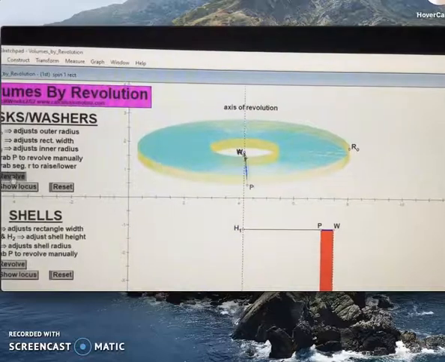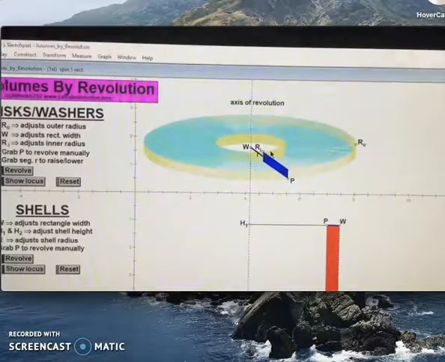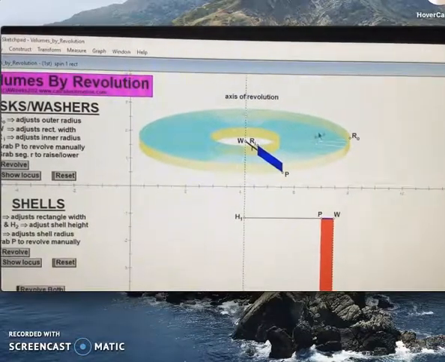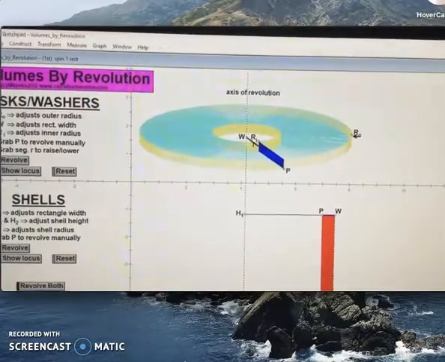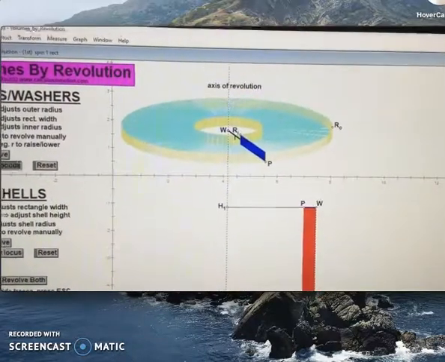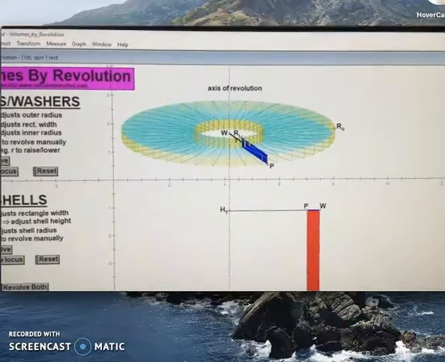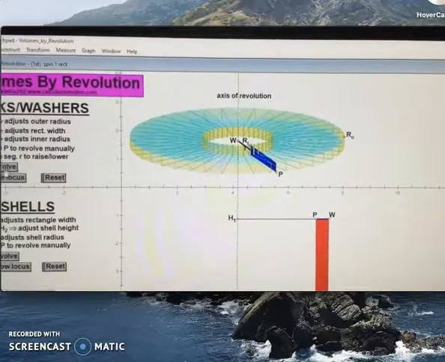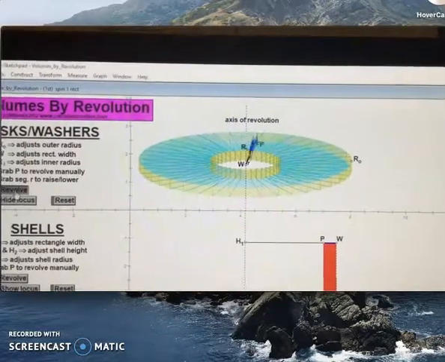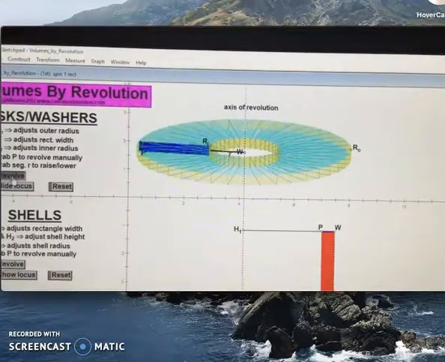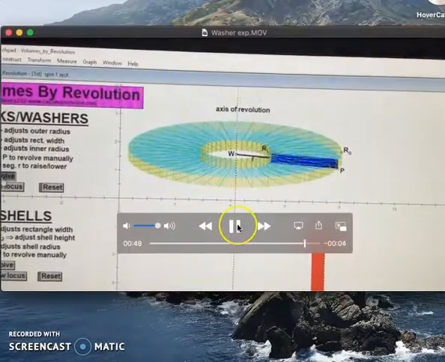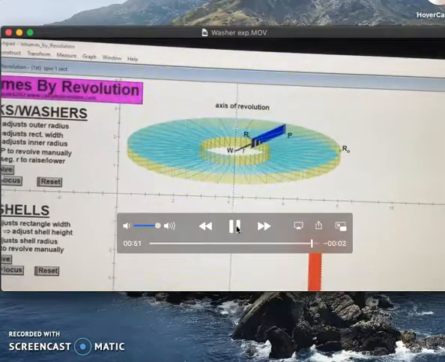Now we could adjust the inner radius. We could adjust the outer radius. Okay, they're calling that R outer, R inner. Okay, we get that. Here's a little deal where it's showing you the locus of all of the different rectangles in there. So anyway, this is the washer method, and that's a tremendous illustration of that. We're going to use this in our study.